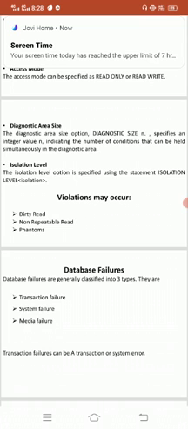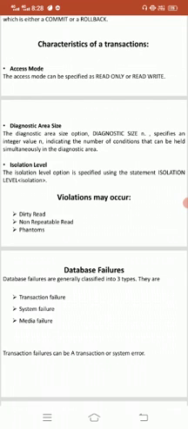The isolation level option is specified using the statement isolation level in brackets. We use one command called isolation, where isolation can take the following values: read uncommitted, read committed, repeatable read, or serializable. So these are called isolation values.